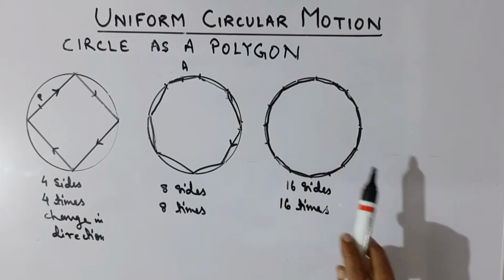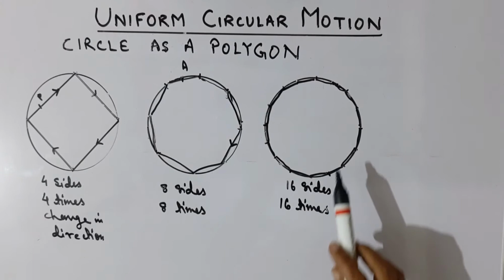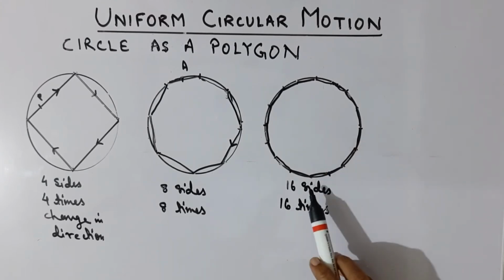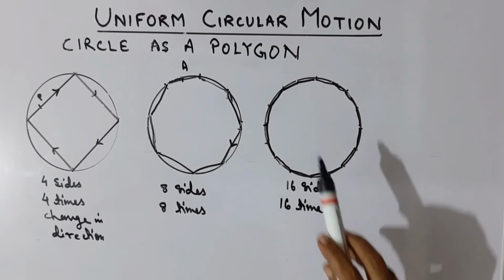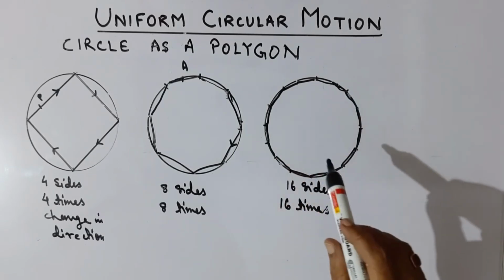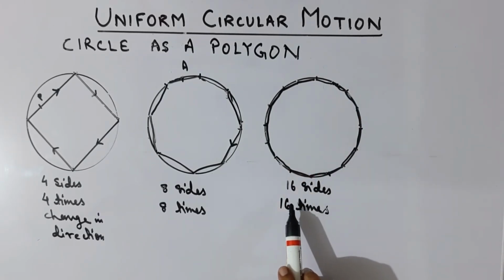As we go on increasing the number of sides, here we have taken a polygon having 16 sides, so that if an object travels around this polygon, it will have to change its direction 16 times.